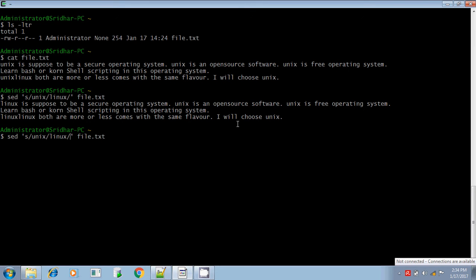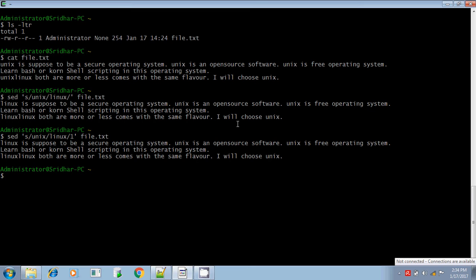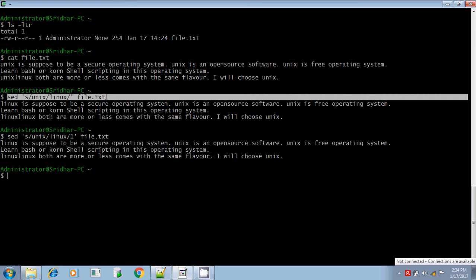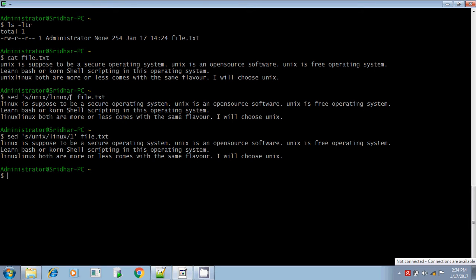Let me put it as 1. 1 means the first matching instance will be replaced. Only the first matching instance will be replaced. The rest will be ignored. So both this one, that is s/unix/linux without giving any parameter here, and the second one, both are the same.